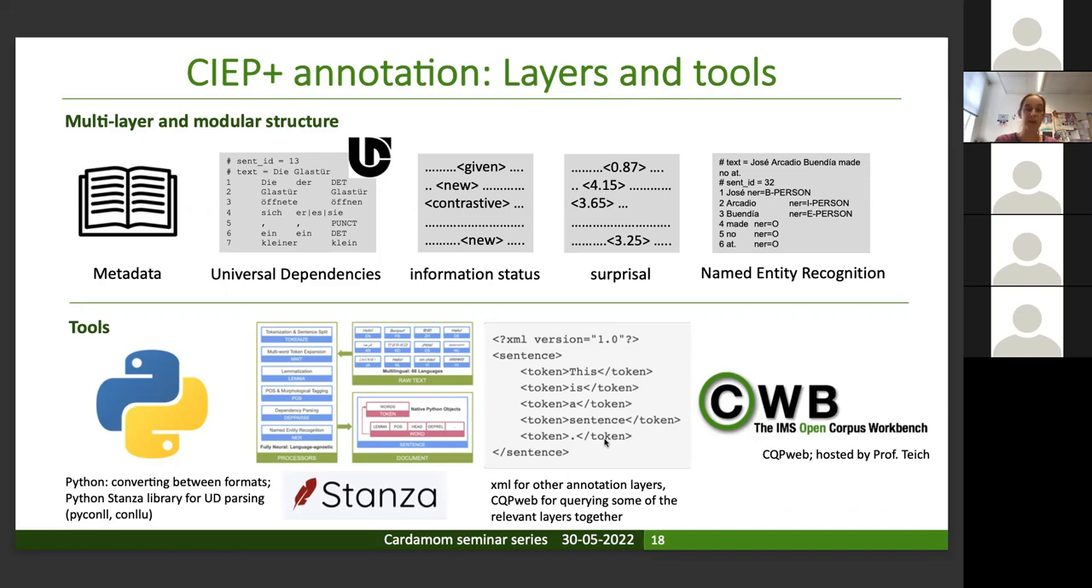CIEP+ has this modular structure with a pipeline of Python scripts producing and combining different layers of annotation, starting from UTF-8 encoded text files. For tools, we are using the Python library Stanza to parse CIEP+ using Universal Dependency models, which outperforms other parsers as far as our experience is so far. We use CQP Web to be able to query several layers of annotation at once, and we will use other tools for sentence and word alignment, and I will explain that in a minute.